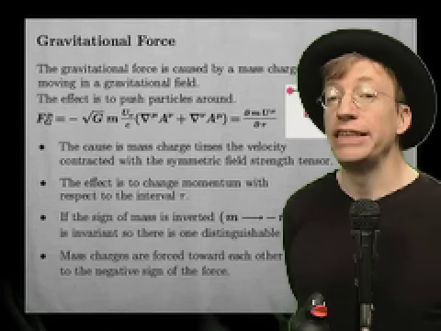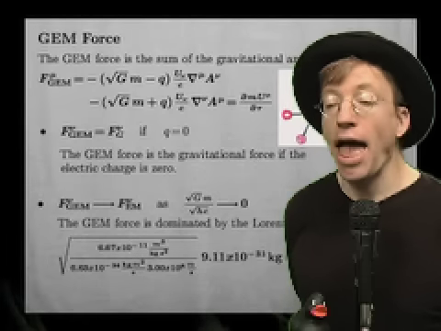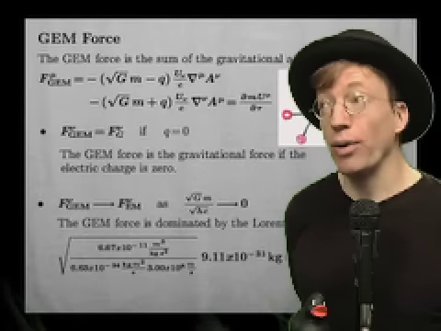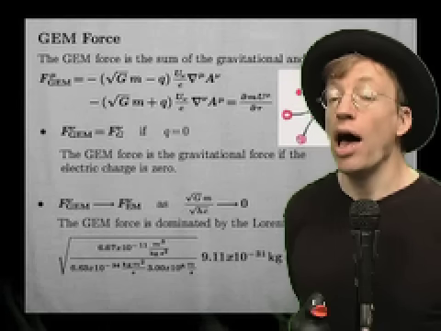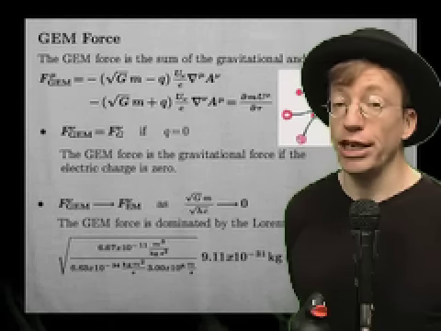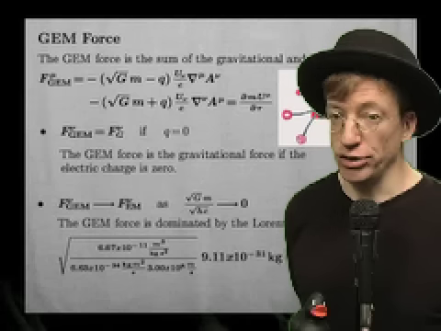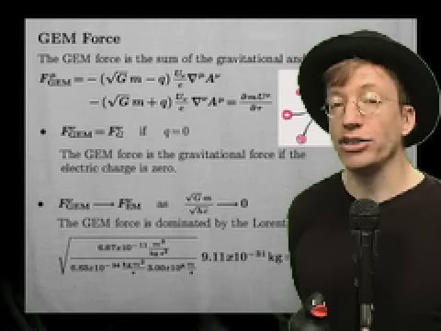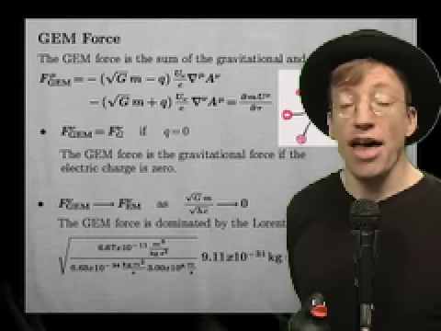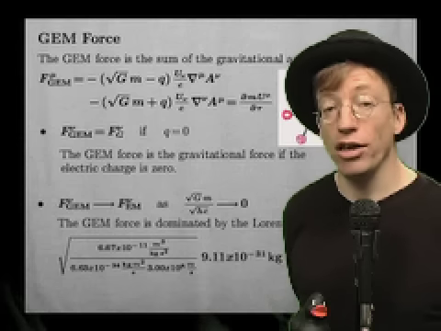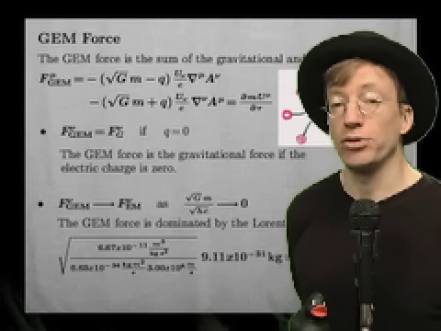Now we form the GEM force law simply by adding these two together. And we see the cause term looks, well, a little complicated. But that's because we have to couple electric charge in motion with an antisymmetric tensor and the mass charge in motion with a symmetric tensor. Nothing changes at all about the effect term. It's still about momentum changing with respect to the interval.